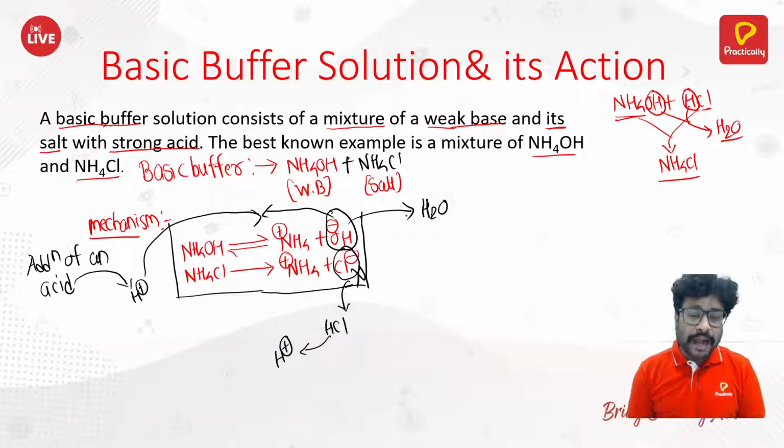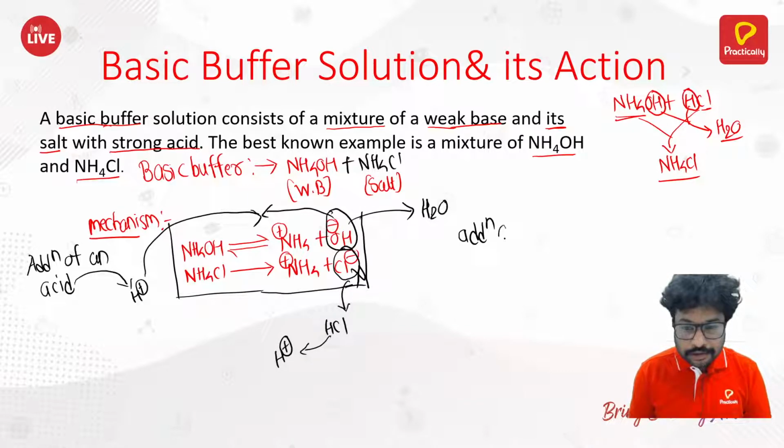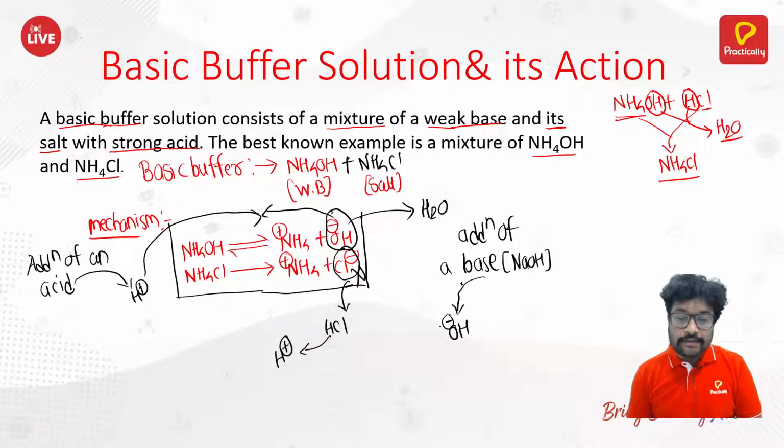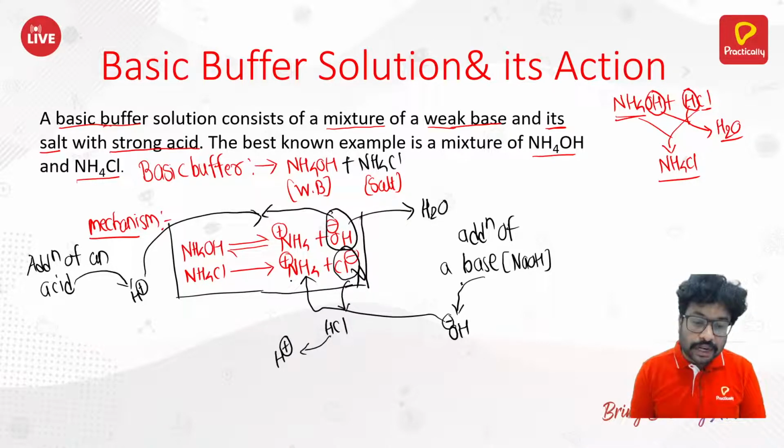Now suppose I am adding a base, addition of a base, that means what? NaOH. Suppose you are adding NaOH into this solution, and you are adding what? OH minus. So what do you think OH minus would combine with? There's only one ion with which it can combine, right? Because OH minus has a negative charge, it would combine with NH4 plus only. Combining with NH4 plus, it will give you what?